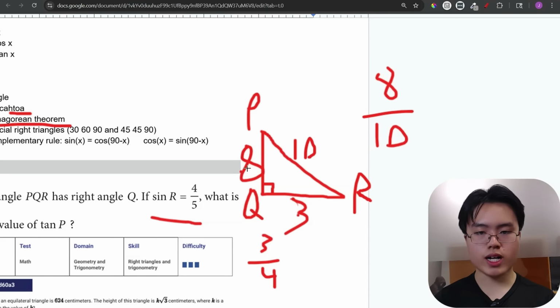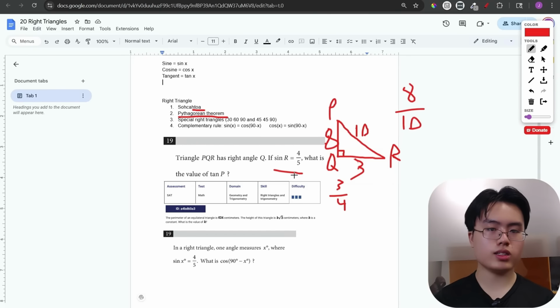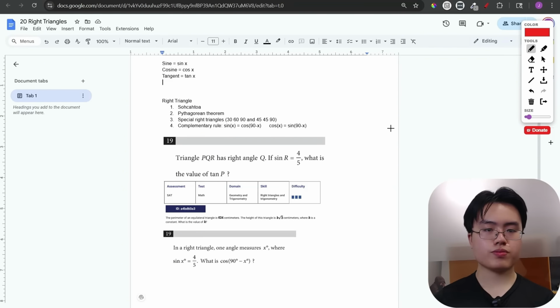So all we know is that the fraction of this over this equals 4/5. We don't know for sure that this is 4 and this is 5. Hopefully that makes sense. If you put this over this, it equals 4/5. It could be 8 and 10, for example. It could be 16 and 20, for example. I just want you to understand that.